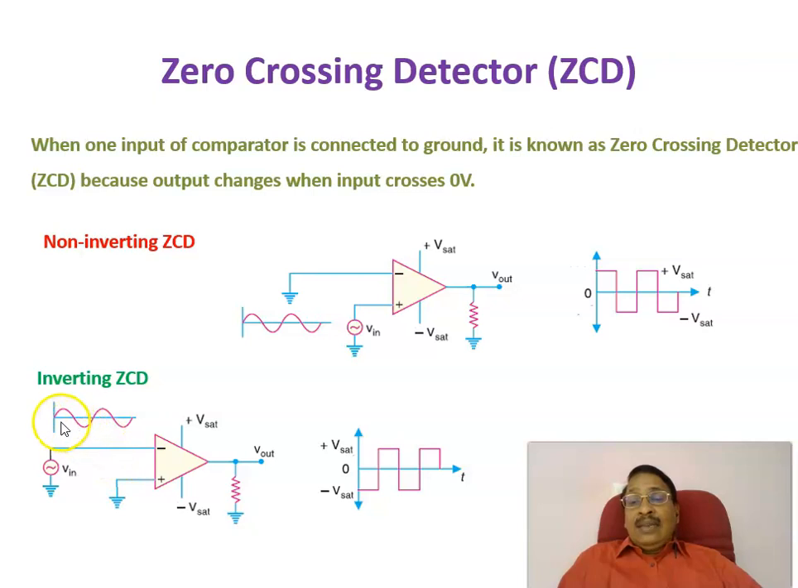Same rule here. When Vi is more than V reference, which is 0, then the output will become minus V sat. That is why during that period you are getting minus V sat. Now, when Vi is less than V reference, the output voltage is equal to plus V sat. You will be getting a plus V sat. Actually, this is the inverted version of this one. This is the square waveform corresponding to a sinusoidal input applied to the inverting terminal. Again, the transition is taking place at the zero crossing points. That is why this is called a zero crossing detector. Therefore, there are two types of zero crossing detector: non-inverting and inverting, in which the input signal is compared with a zero reference voltage.